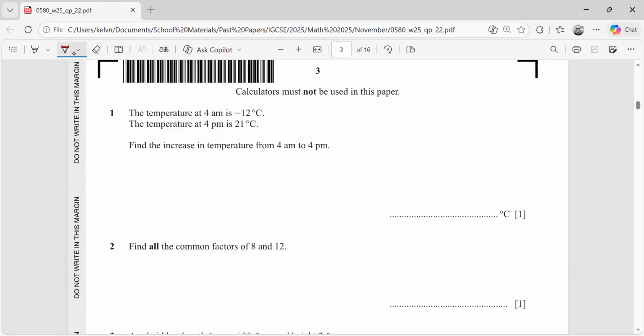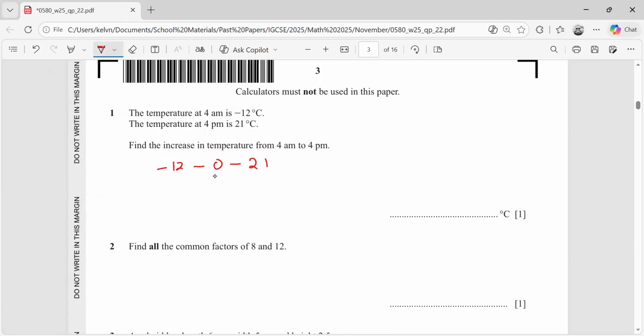knowledge of directed numbers. And of course, you can ask yourself: from negative 12 to 0, and then from 0 to 21. So basically, just get the difference. You can see here we have an addition of 12, and then from 0 to 21, that's an addition of 21. So you get 12 plus 21, that will be 33 degrees Celsius. So that will be our answer here.